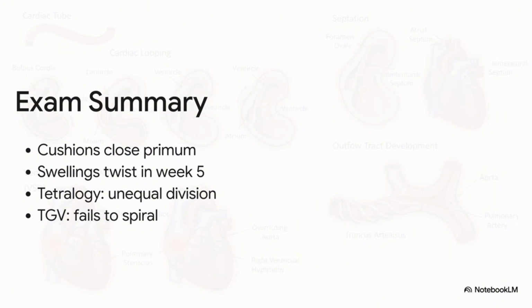3. Neural crest cell anomalies link craniofacial defects directly with conotruncal heart defects. 4. Tetralogy of Fallot is caused by unequal division of the conus via anterior displacement. And 5. Transposition of the great vessels occurs when the septum forms but totally fails to spiral.